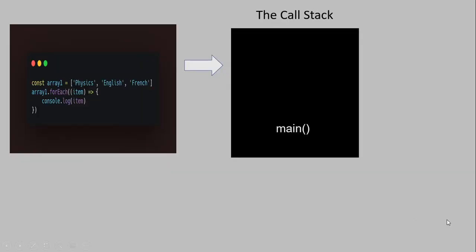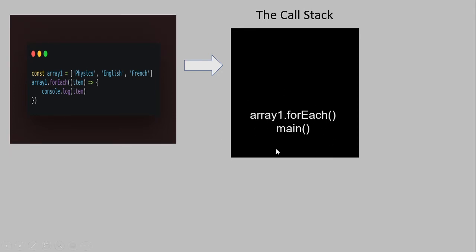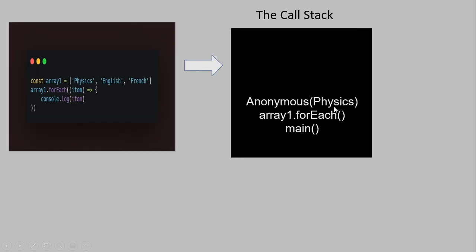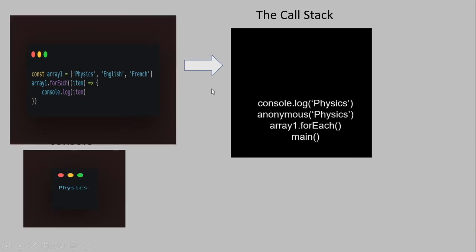Alright guys, what we have here is another example. We have an array which has a list of subjects. Then we have a forEach that loops through the array and calls an anonymous function for each of the items in the array. Now, as expected, main is initialized first on the call stack. Then we have the forEach that is going to be called. Inside the forEach, we have an anonymous function, which is also called. And then we have a console log of physics, the first item in the array.